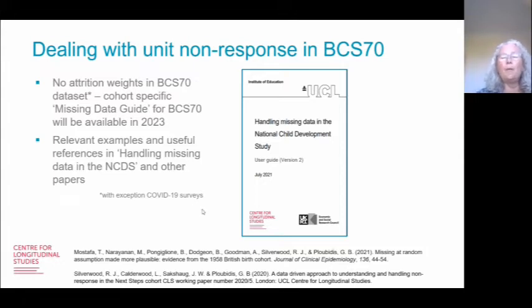The first at the bottom of the slide refers to the National Child Development Study, and then the second is a data-driven approach to understanding and handling non-response in the next steps. But the same principles will apply for the BCS 70.